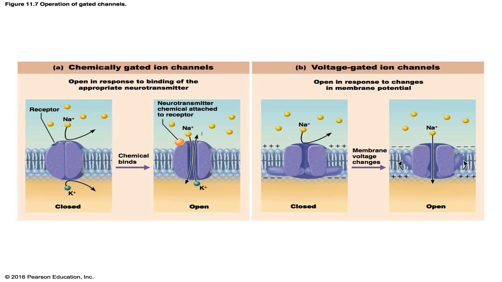So again, notice what happens when the chemical comes in and binds to the protein. The shape of the protein changes, and this is what allows these ions to move in and out of the cell. And in this image here, we have this voltage-gated ion channel.